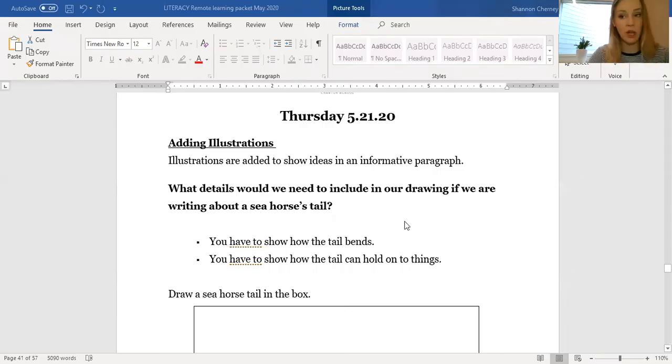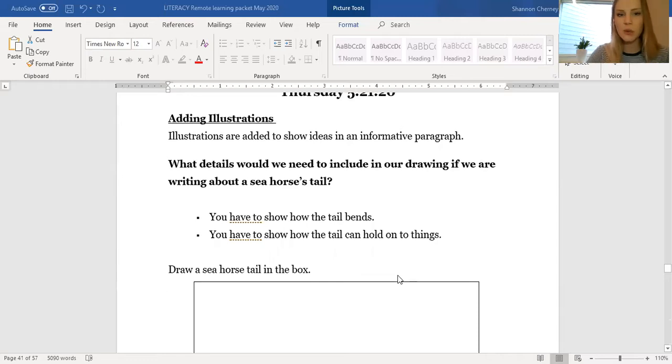So first of all, let me share with you what your packet looks like for today. If you don't have the printed packet, that is a-okay. I'm going to be telling you how you can follow along on a blank sheet of paper. If you do, go ahead and follow along just like normal. So when we add illustrations, we are showing ideas in an informative paragraph. And this usually helps the reader understand what we're trying to say. So imagine if this book didn't have any illustrations. That wouldn't be very fun. We like to see the illustrations because they explain what the words are telling us, and we're able to picture it in our mind, and also we can see it on the page.